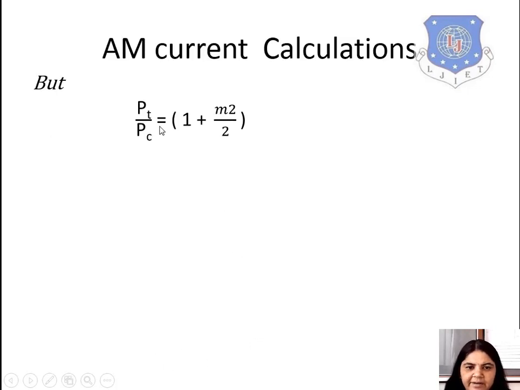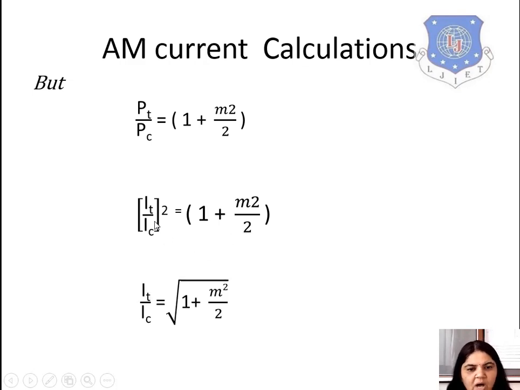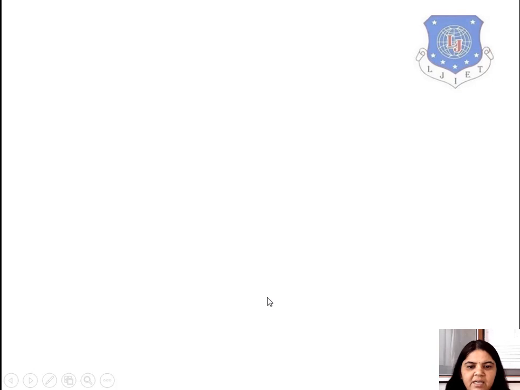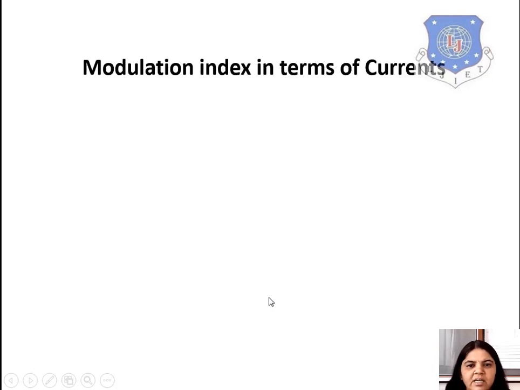So we know that PT by PC is equal to 1 plus m square by 2. Now we can put this value over here, that IT by IC whole square is equal to 1 plus m square by 2. So IT by IC is equal to square root of 1 plus m square by 2. So this is about the equation of the total current and the carrier current in case of the AM wave.